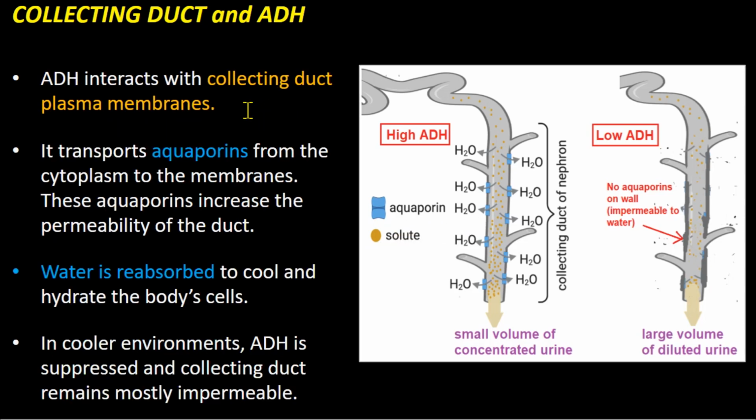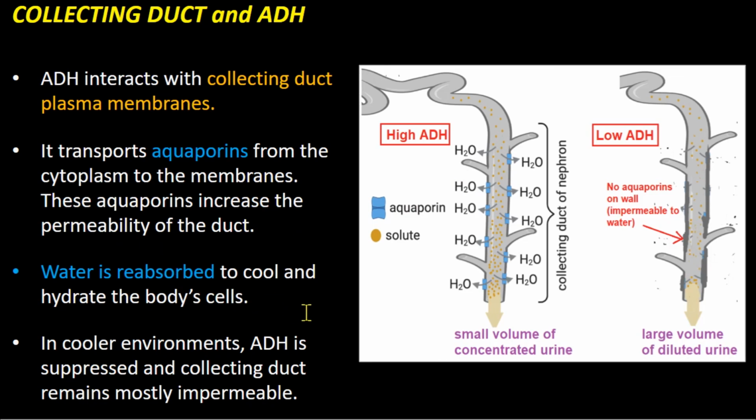ADH interacts with the collecting duct plasma membrane. What this does is transport aquaporins from the cytoplasm to the membranes. Aquaporins, remember, are water-filled protein channels. These allow water to flow in and out. So these aquaporins actually increase the permeability of the duct. This would allow water to be reabsorbed to cool and hydrate the body's cells.